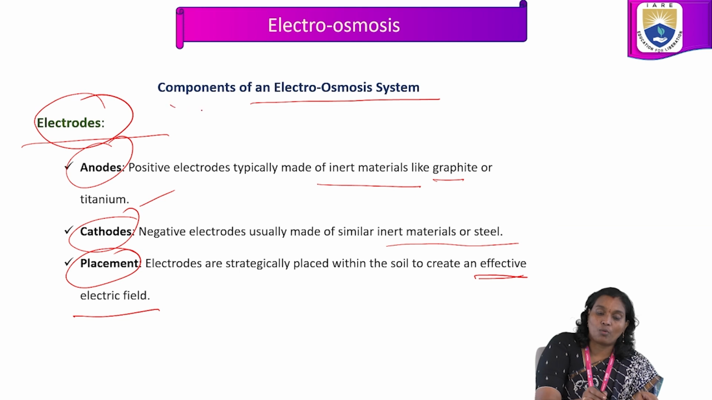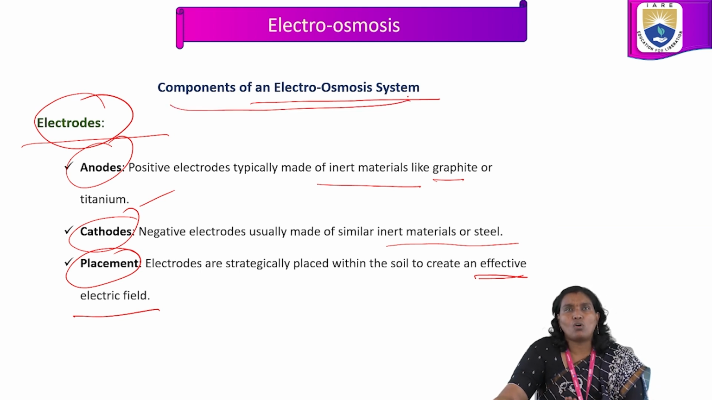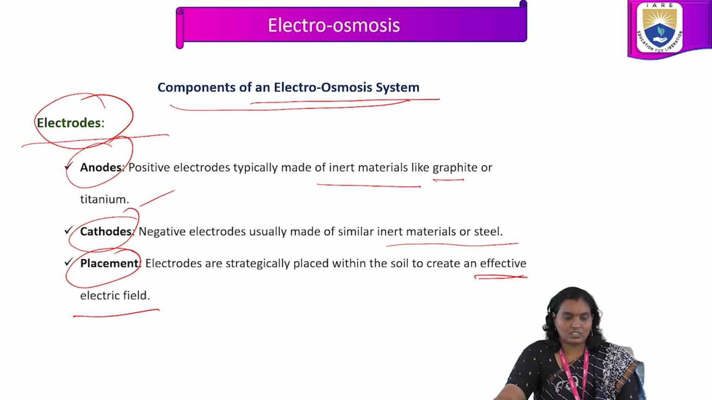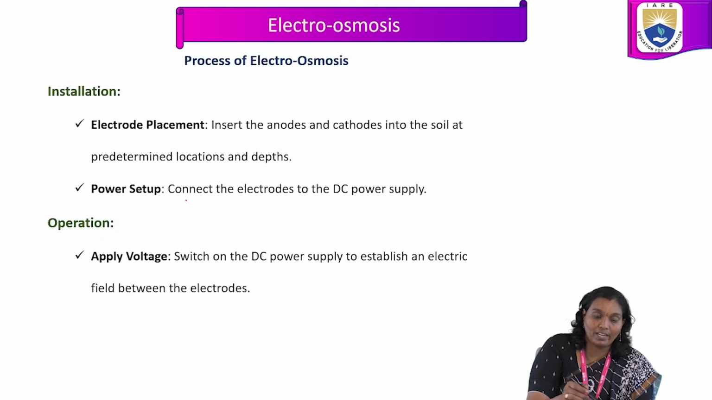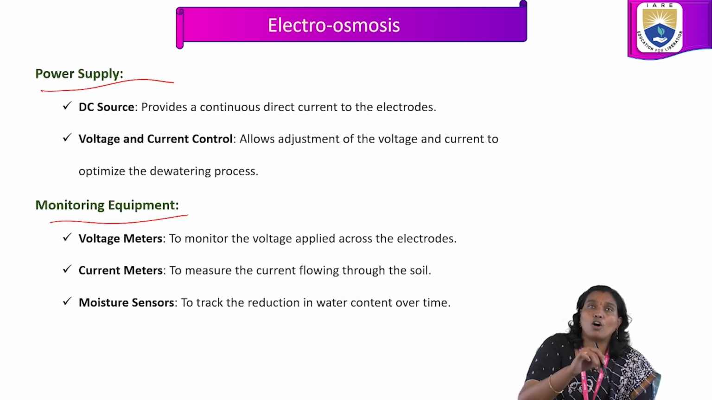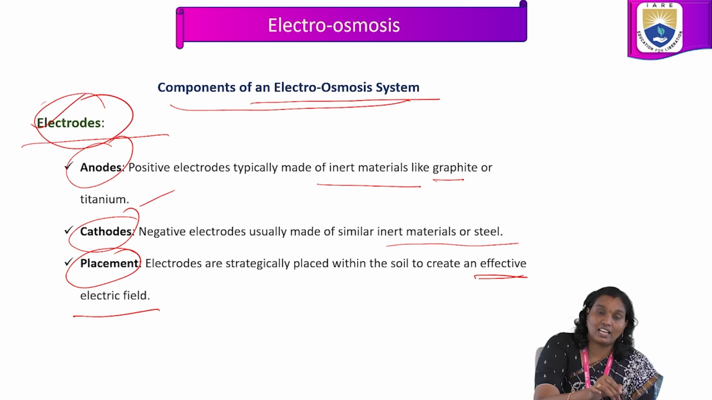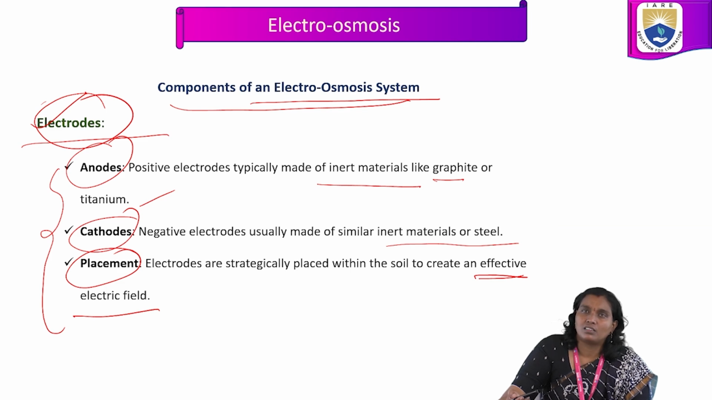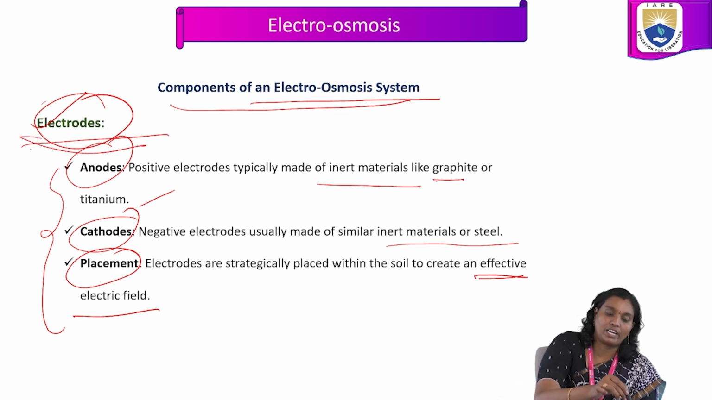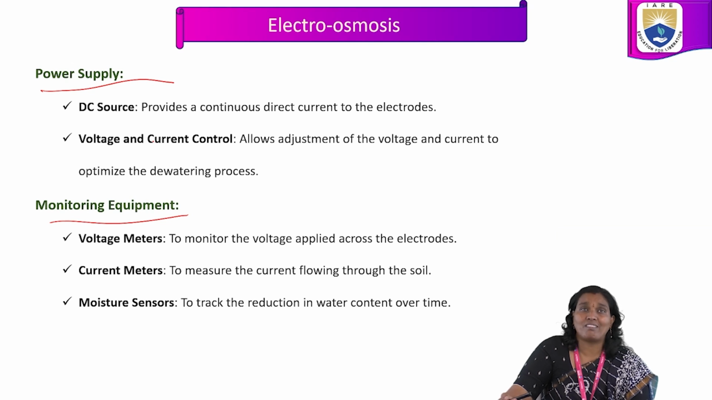So these are the components of the electroosmosis system: electrodes, power supply, and monitoring equipment. The first one is electrodes. In these electrodes, we have the anode, the cathode, and their placement to create an effective electric field. That is the electrodes component. Now, power supply.